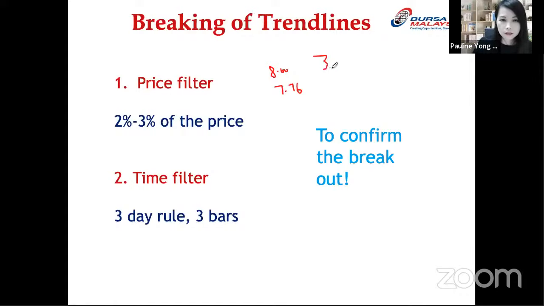The third way is, for example, when you see a trend line break, it breaks here, then you have to see the rebound here. If the rebound cannot pass this trend line and then it reverses, it's a confirmation. So this is a confirmation when it reverses, when there is a rejection from that trend line.